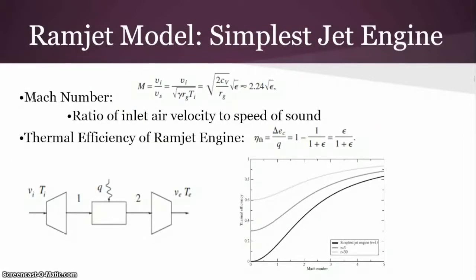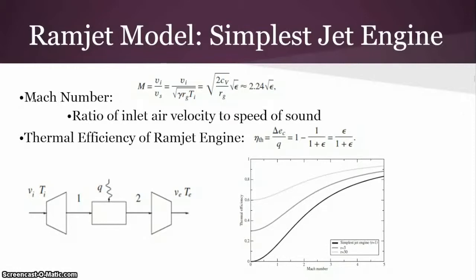Here we see a schematic of the simplest jet engine, the ramjet model. This is the simplest because it is without a compressor and a turbine. One of the most important parameters when discussing the thermodynamics of jet engines is the Mach number, which is the ratio of the airspeed relative to the plane compared to the speed of sound, which can be expressed in terms of the dimensional constant epsilon.